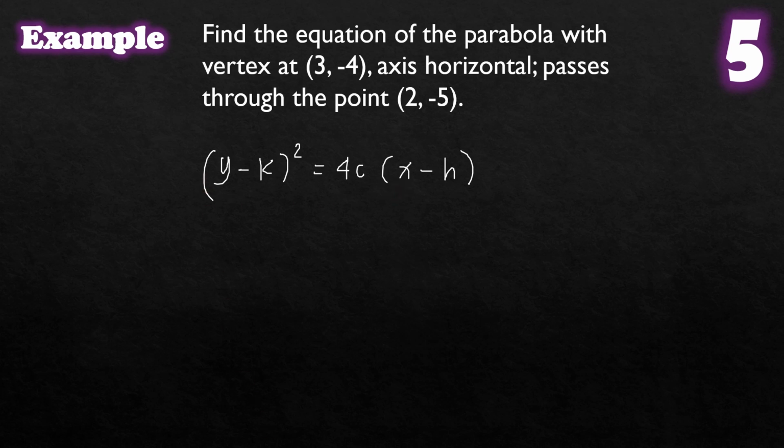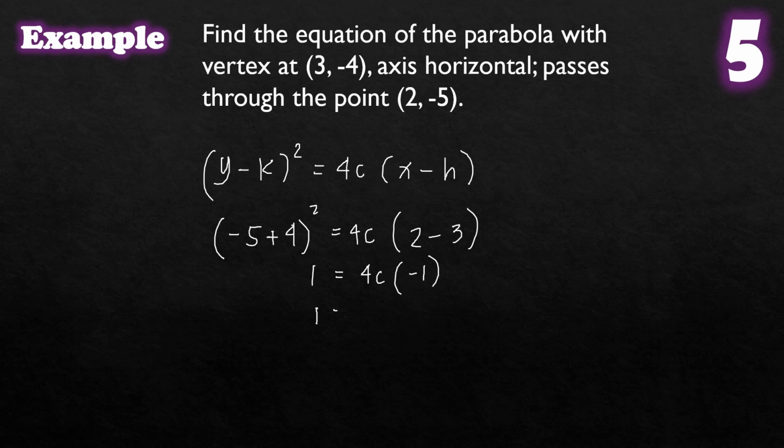Let us do that. We will have -5 minus -4, so that will be plus 4 squared is equal to 4c times 2 minus 3. -5 plus 4 is -1 squared, that is 1. 2 minus 3 is -1. So we have 1 is equal to -4c. c is equal to -1/4.